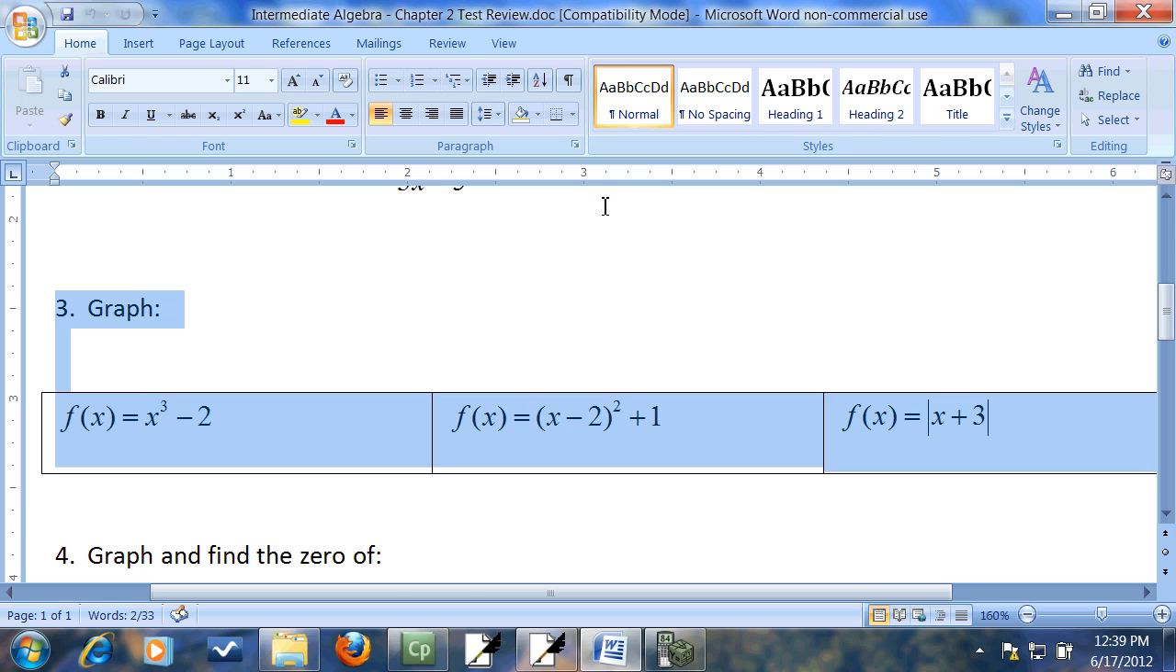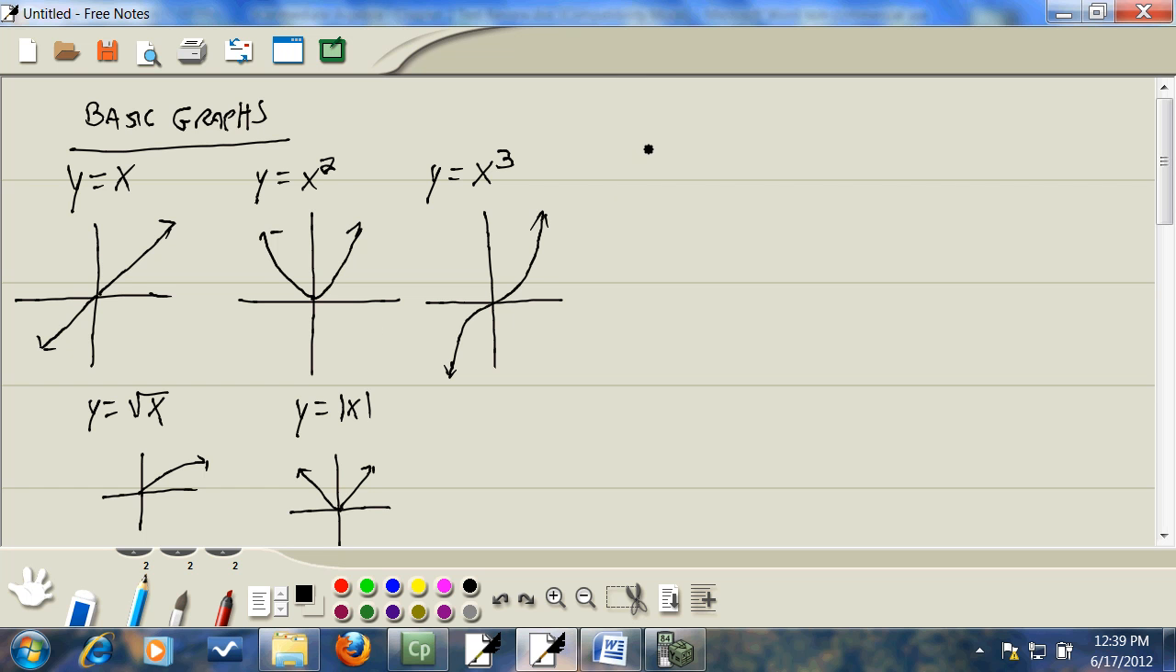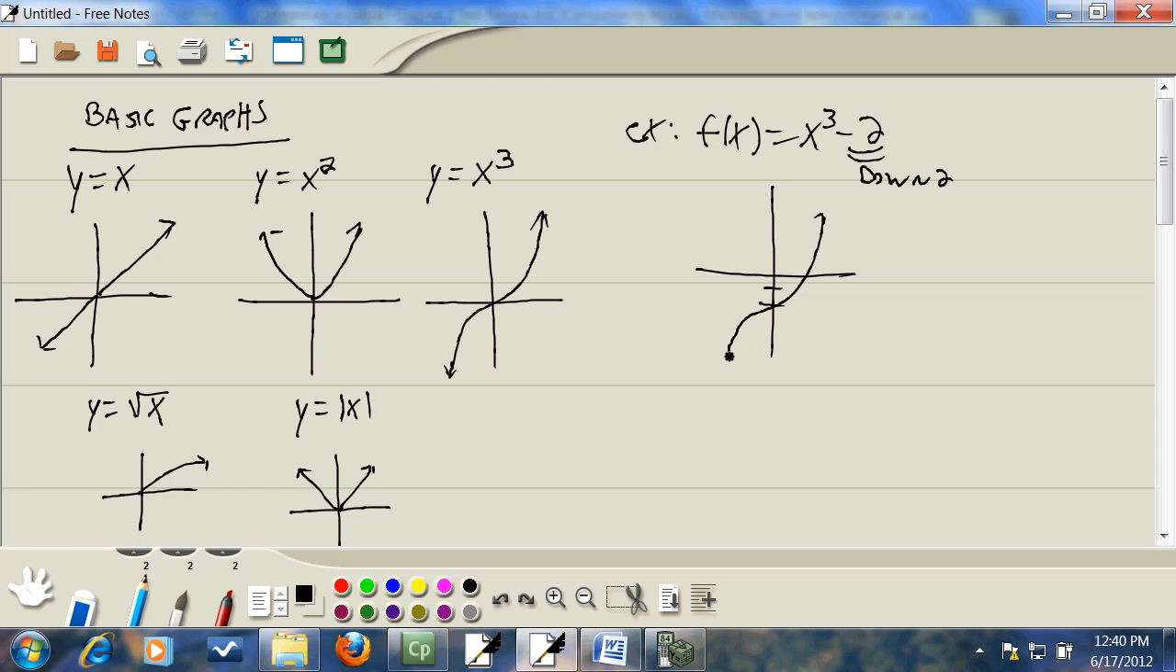Our first one, f of x is equal to x to the third minus 2. When you've got a number at the end like this, it's going to shift it up or down. Negative 2 says it's going to move it down 2. It's still going to look like our x to the third, just the entire thing is shifted down 2 units. And that would be our graph.